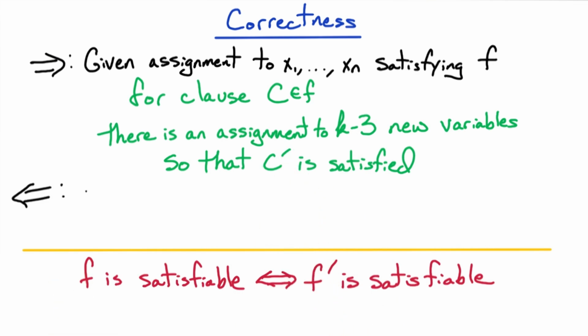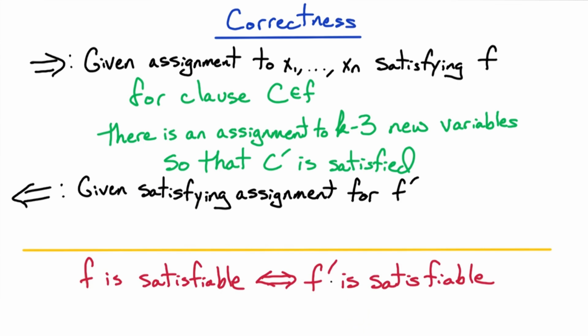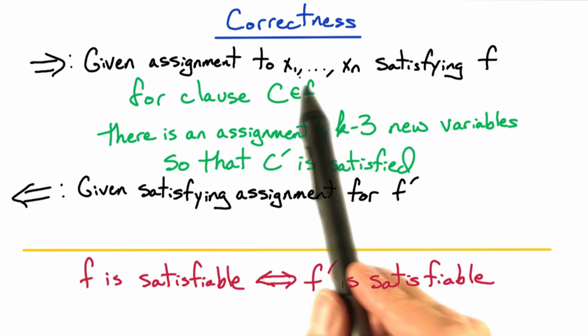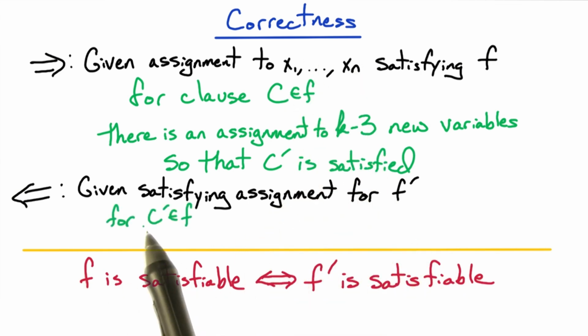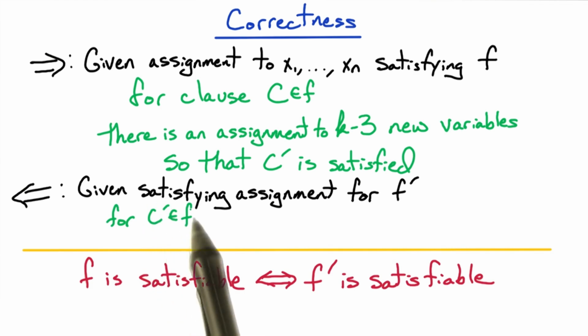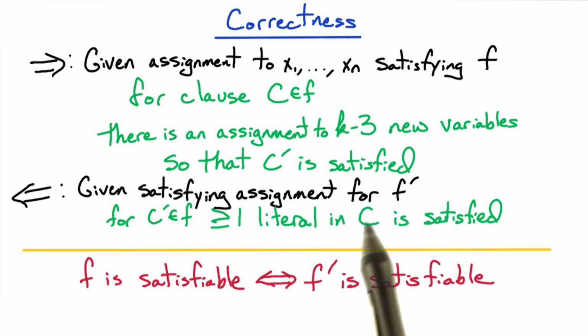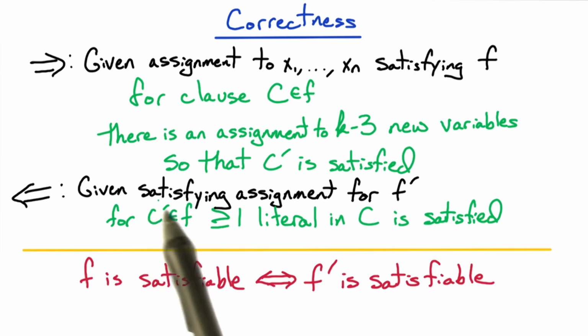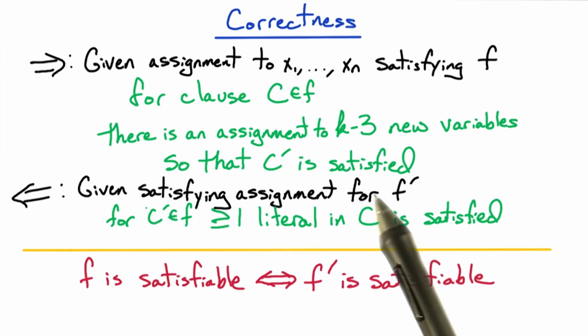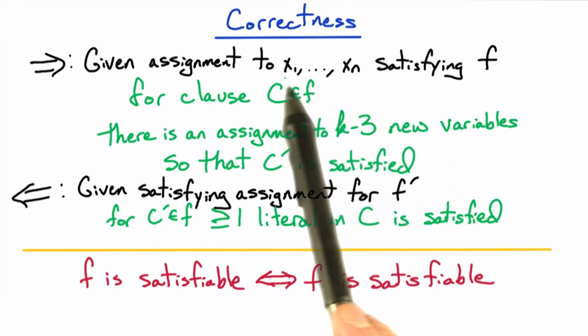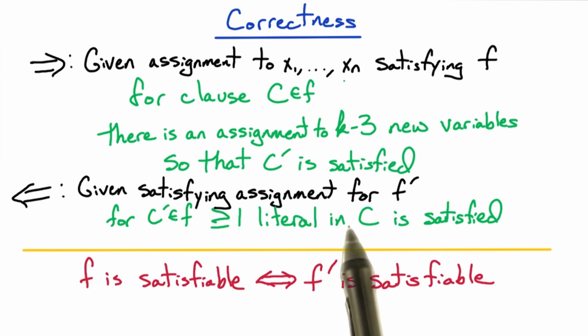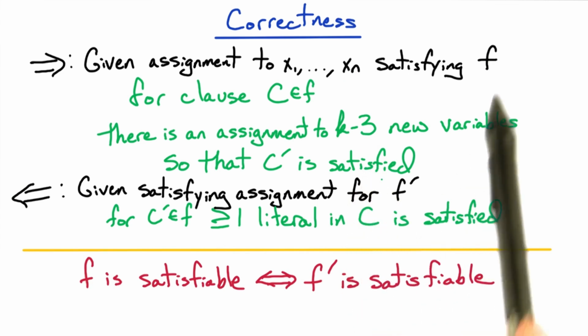Now let's look at the reverse implication. Let's take a satisfying assignment for f prime, and we want to ignore the assignment for the new variables and show that the assignment for the original n variables satisfies f. Consider a sequence of clauses corresponding to some C prime in f prime. What we saw before is that at least one of the literals in the original clause C must be satisfied. If all of these literals in the original clause were set to false, then there would be no way to satisfy this sequence of clauses C prime. So we can ignore the setting on the new variables, and just looking at the setting on the original n variables, that's going to satisfy each of the clauses in the original formula f.